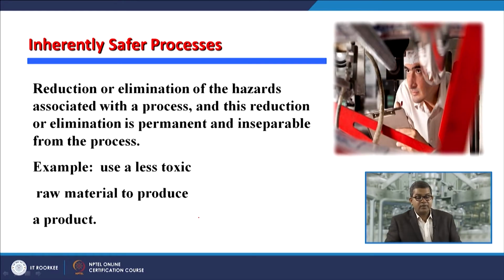Inherent safety is the reduction or elimination of hazards associated with the process, and this reduction or elimination is permanent, inseparable from the process. The first and foremost example is using a less toxic raw material to produce a product. Sometimes you may need to compromise with the chemical kinetics, but if you optimize things with respect to the chemical kinetics and the economy, sometimes you may find that this particular aspect is more useful.